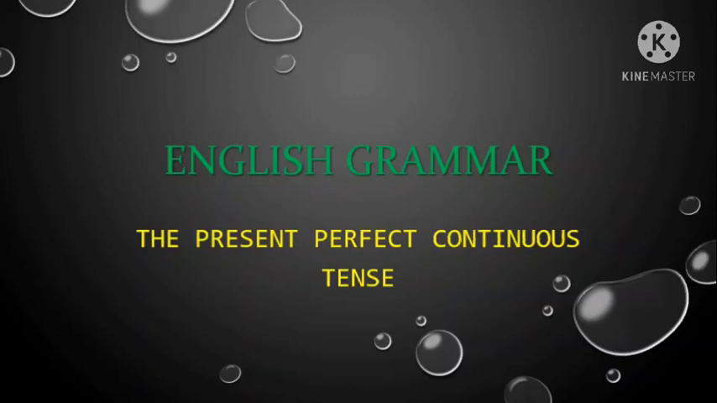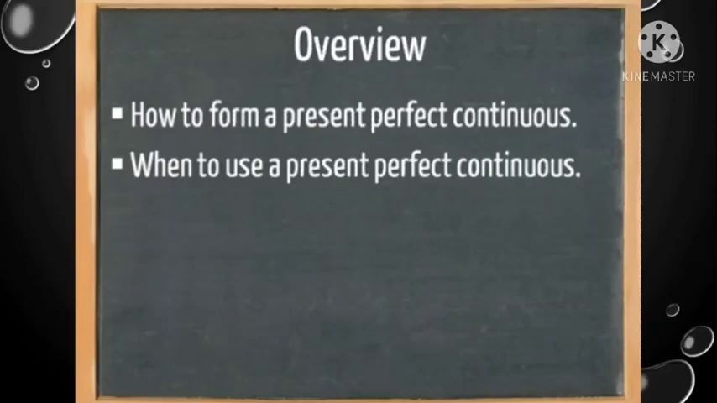Alright, today we'll start the 6th chapter of English grammar and the topic for today is the present perfect continuous tense. In today's lesson, we'll learn how to form a present perfect continuous and when to use it. But before we get started, we'll quickly revise what we have learned in the previous chapter. In the previous chapter, we had learned about the present perfect tense and its different usages.